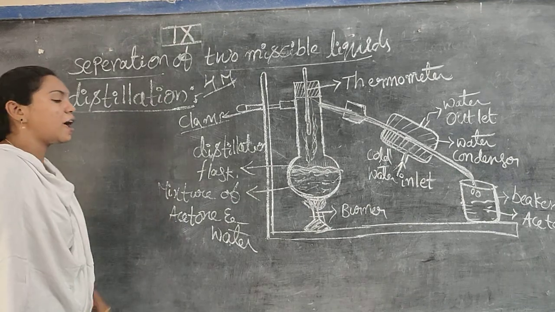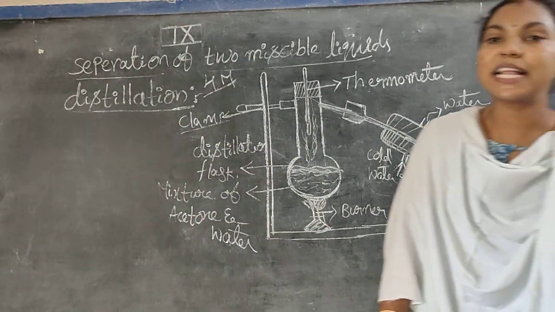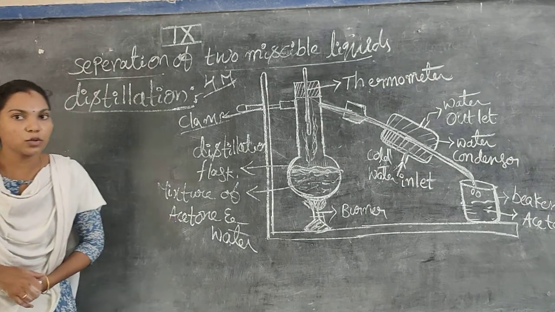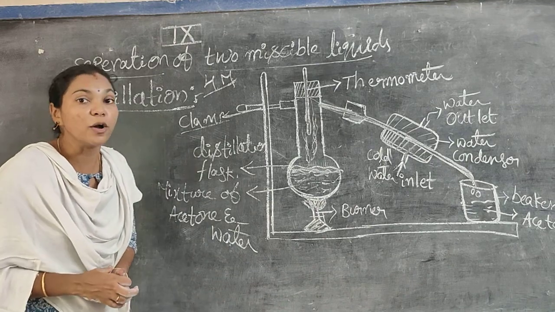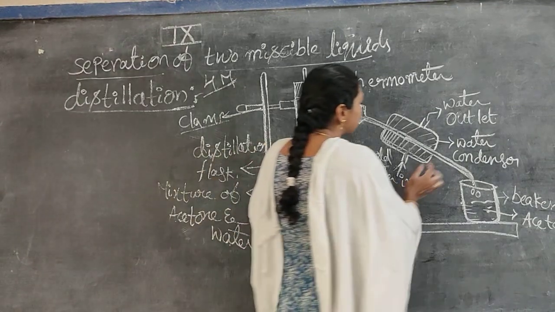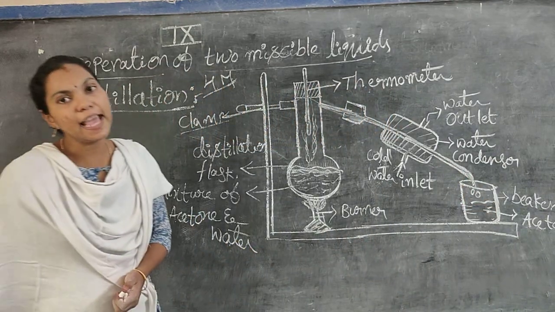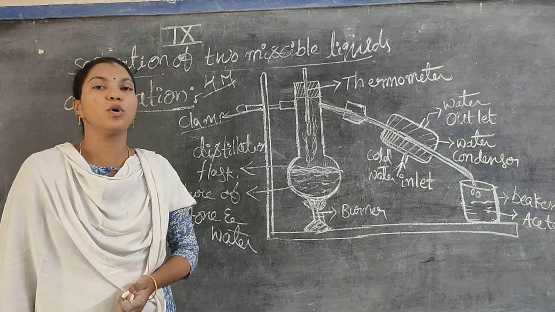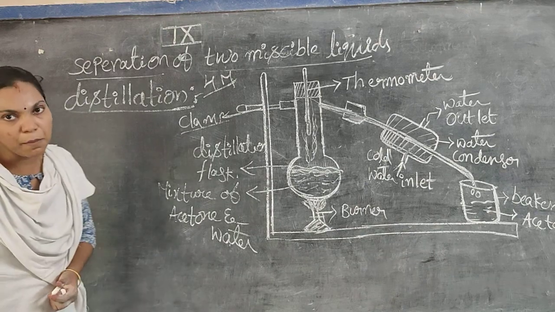When we heat the mixture of acetone and water, one liquid, that is acetone, quickly converts into vapor state. The hot vapors enter into the water condenser. In that, the condensation process is carried out and converts the vapors into liquid state. Finally, that liquid acetone is collected in a beaker. That is called the distillate, which is acetone. This is the distillation method for separation of two miscible liquids.